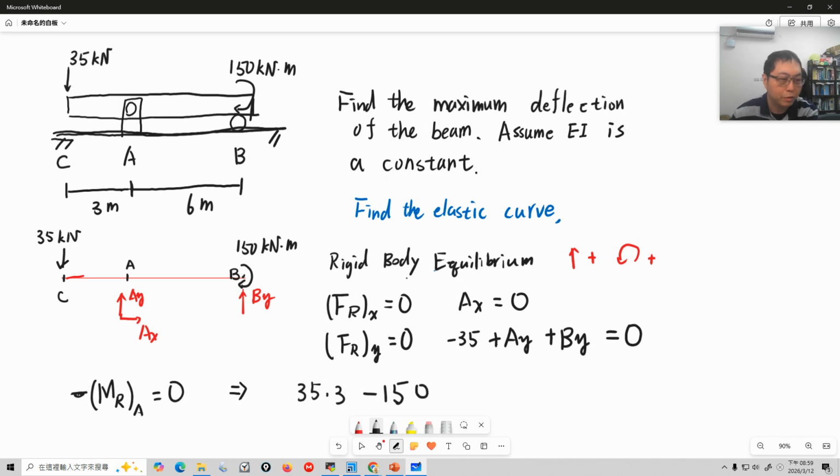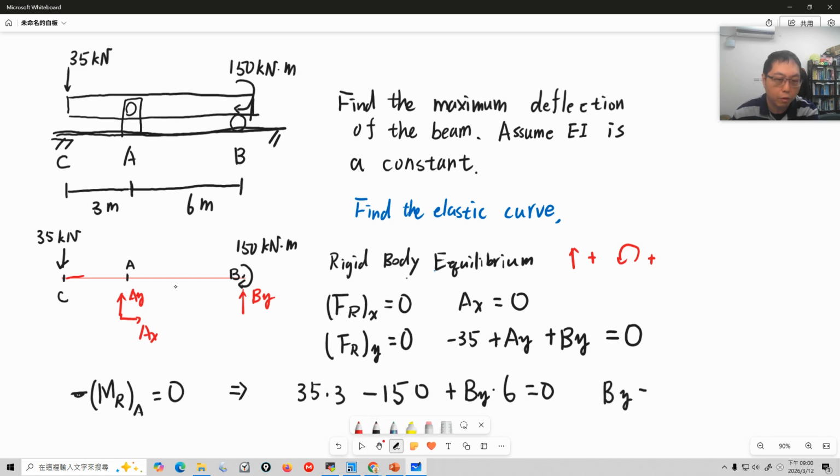I think I missed one thing. Here is BY, and BY points up. The reference point is A, so the force BY will create a moment with respect to A. Because it points up and the reference point is here, it will be counterclockwise, and counterclockwise is positive. So it's positive BY times the moment arm, which is 6. Using this equation, you can find BY.